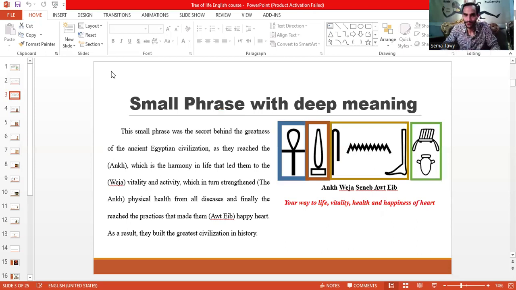All the texts on the walls of tombs and temples, on the papyrus also, we can read this small phrase: Ankh, Wija, Seneb, Awut Ib. Ankh, from left to right, Ankh, the key of life. Wija, the candle, the flame of the candle. And Seneb, Seneb, and Awut Ib.